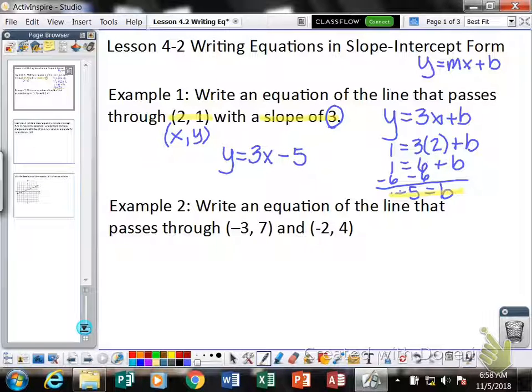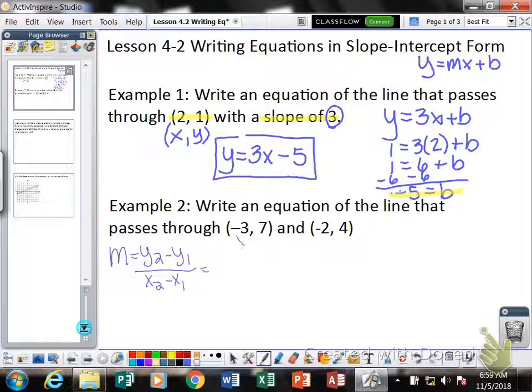Now, you don't want to resubstitute (2, 1) in, because that is just a point on the line y equals 3x minus 5. You want to put the x and the y back into the equation. So example number 2, write an equation of a line that passes through (-3, 7) and (-2, 4). So what you want to do is you want to use the slope formula first. So we know that m equals y2 minus y1 over x2 minus x1.